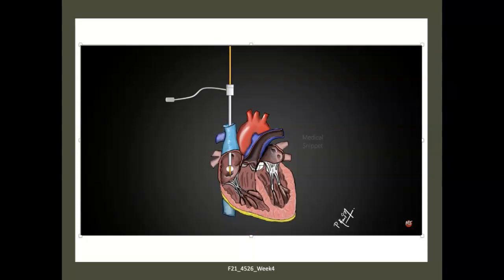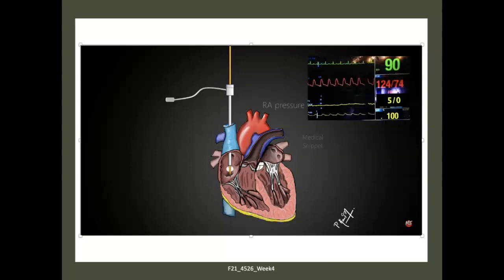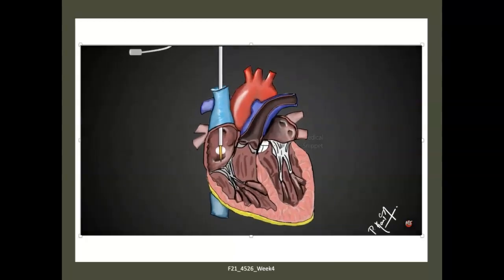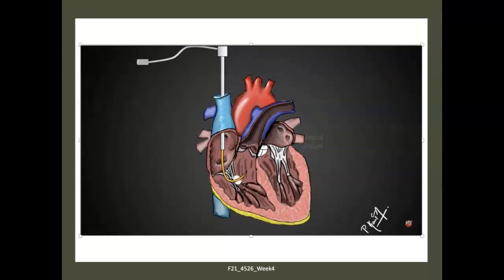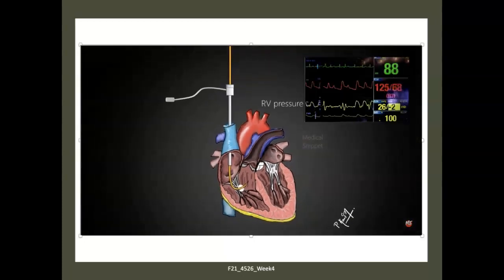The catheter is advanced till the right atrial pressure is obtained on the monitor. In the right atrium, the pressure usually averages less than 5 mm mercury and fluctuates between a few millimeters mercury. When pushed further, it reaches the right ventricle. The systolic pressure increases to about 25 mm mercury, and the diastolic pressure remains the same as the right atrial diastolic pressure.